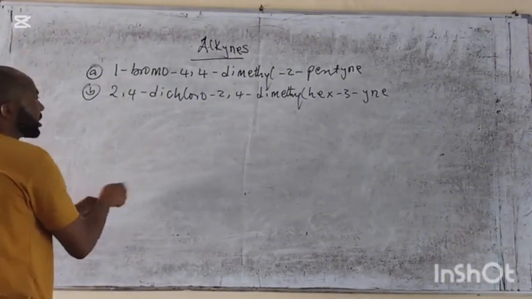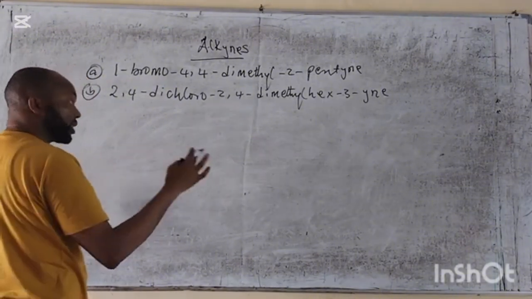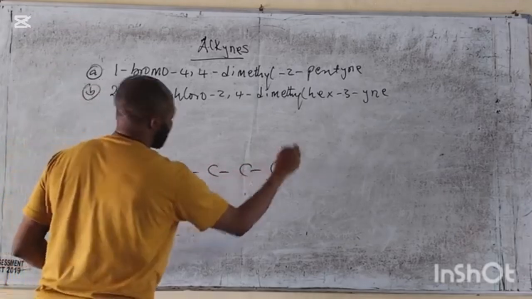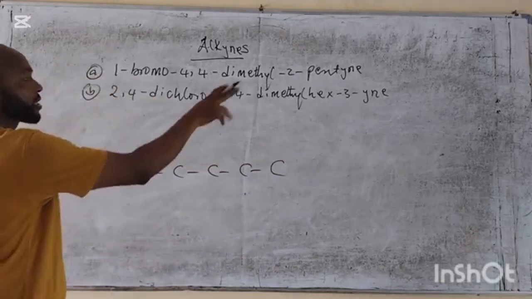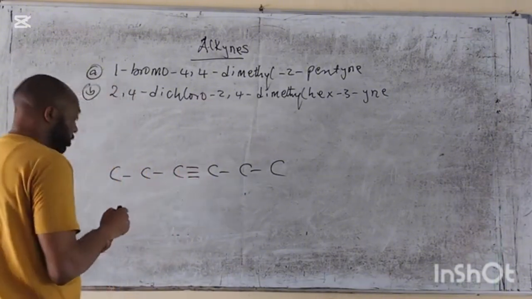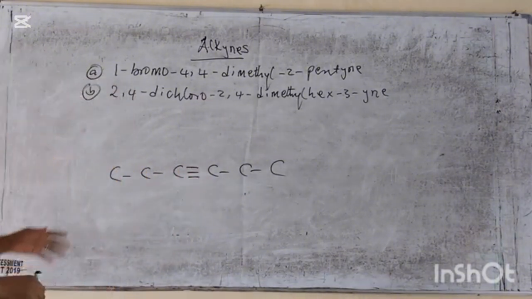Now hexane is 6 and it's 3-yne, so it's in the middle. 1, 2, 3, 4, 5, 6. And they say it has a triple bond at 3. 1, 2, 3. So let me put it here. This is what they want us to do. Let us put the stuff they want.